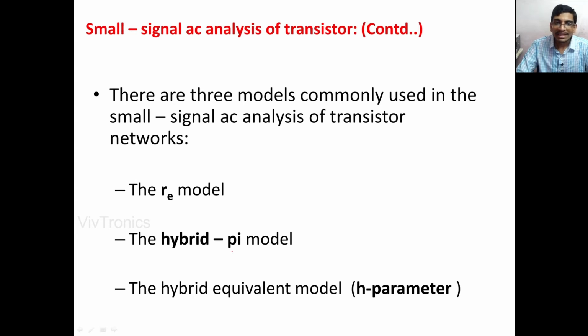There are three models commonly used in small signal analysis of a transistor network: the re model, the hybrid pi model, and the hybrid equivalent model, which is also called the H parameter model. Of these three models, mainly we are going to use the H parameter model and the hybrid pi model, and the re model is the simplest model. In our prescribed book, they have used the hybrid pi equivalent model.